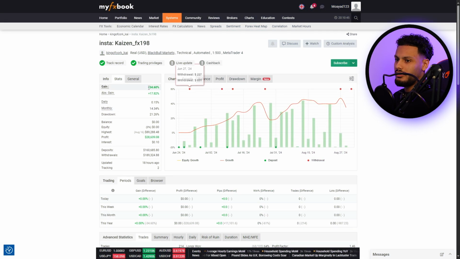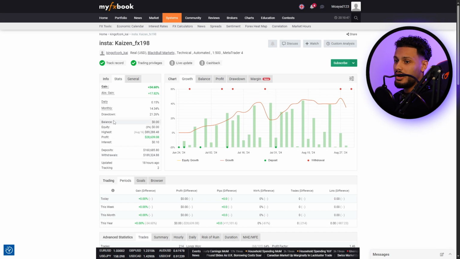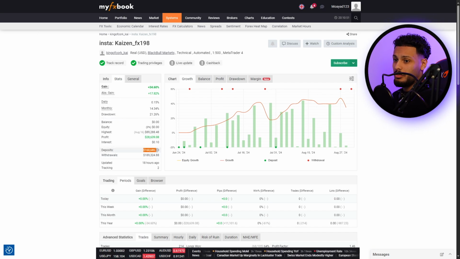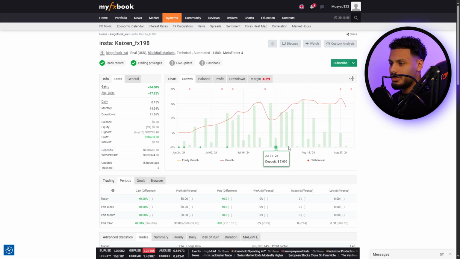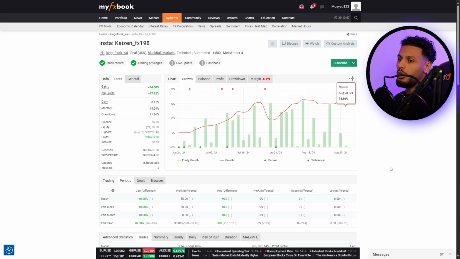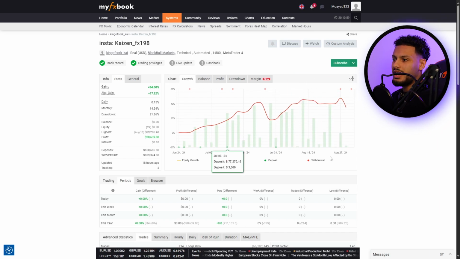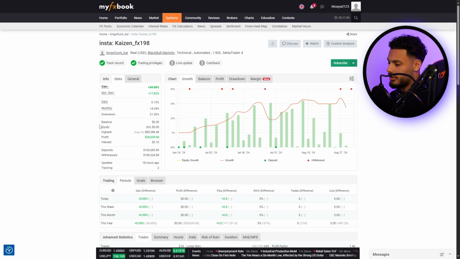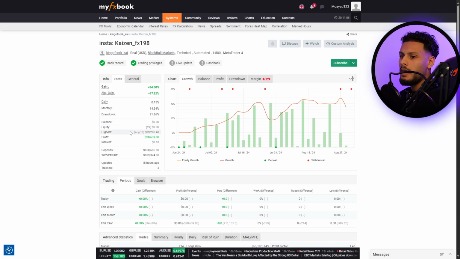So as you can see, first and foremost, the most important thing is to see their balance and their deposits, right? So the deposit is how much money that they've put in, and the balance is how much money is in the account. Now, bearing in mind, this client already took his money out and he's put it into a different broker. So this specific account doesn't have that much data, and it shows a balance of zero because there are actually no funds in it anymore, right?